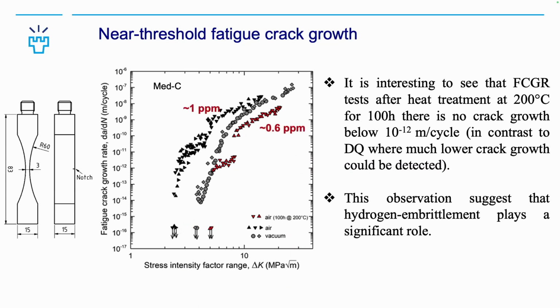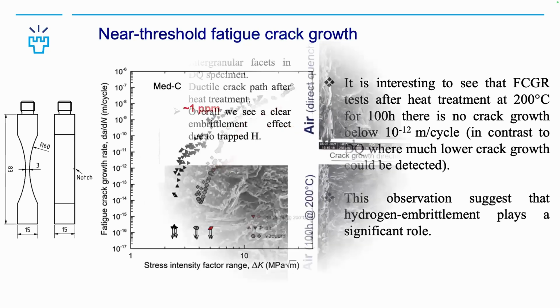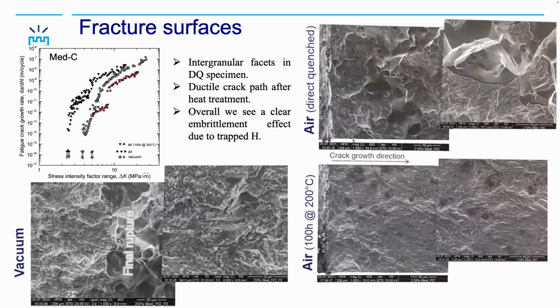So we have also measured the hydrogen content within the materials before and after tempering, and we noticed there is a slight decrease in the hydrogen content after tempering treatment. That may be somehow corroborating our assumption. Then we also checked the fractography analysis, and we noticed in direct quench condition, which was done in air, clearly we see this intergranular fracture, whereas in vacuum, we see the mixed mode, but after tempering, we clearly see these dimple ruptures.